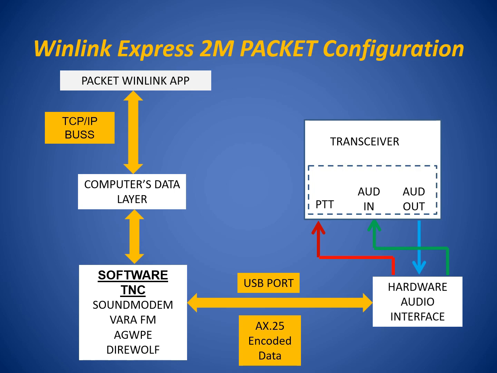AGWPE, Direwolf, and a number of others, takes the data, encodes it into AX25, and sends it off to some kind of hardware audio interface via USB. Now, that hardware audio interface could be a signal link or a variety of other hardware interfaces. It also could be the built-in audio port and TNC in your transceiver. So that's the method for keying your radio and exchanging audio in and out.